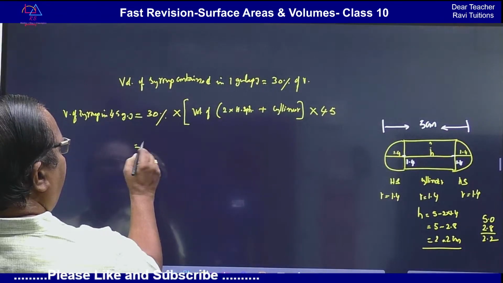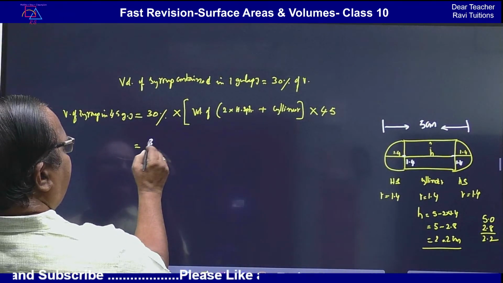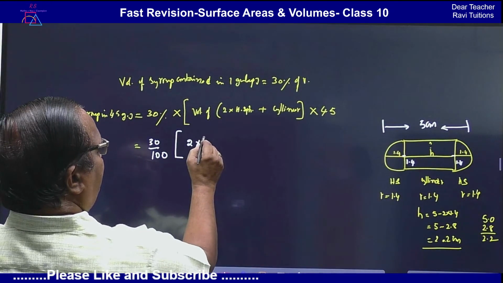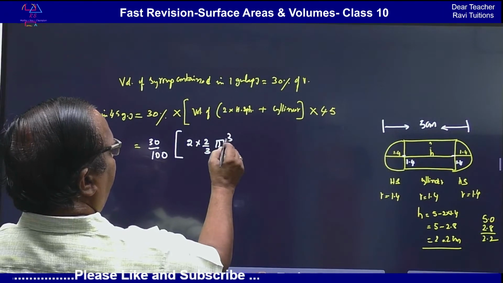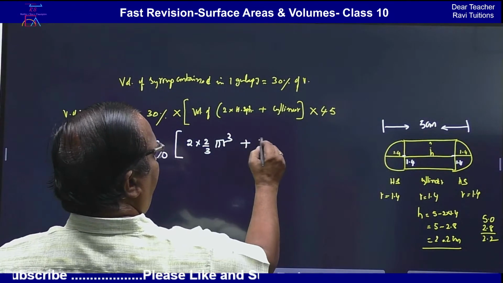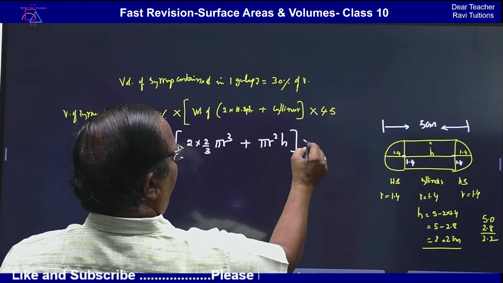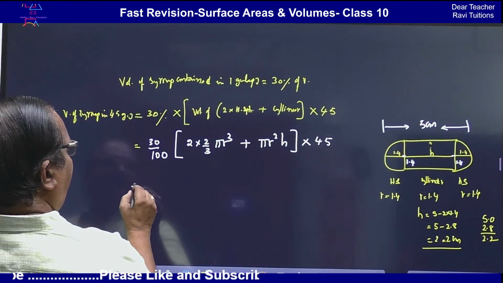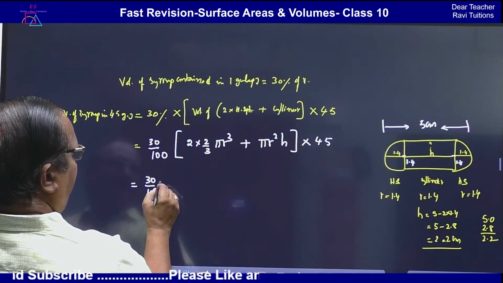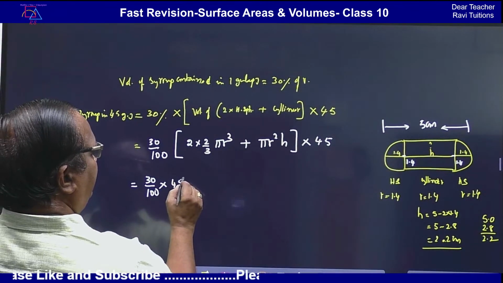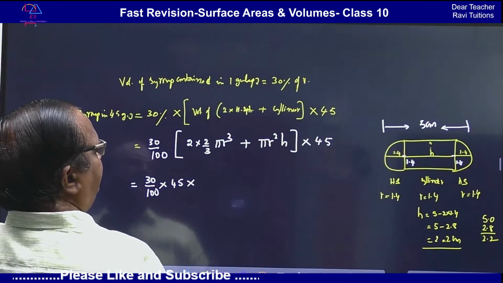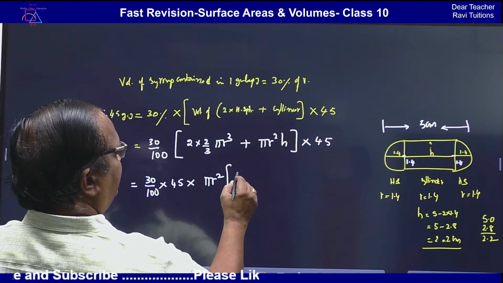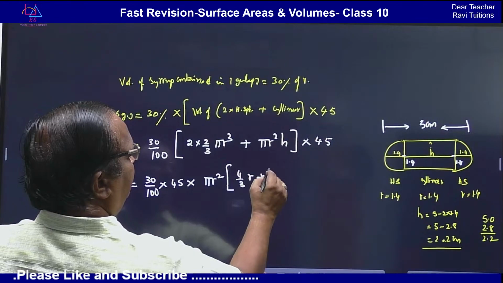Now let me start. 30% means 30 by 100. Okay, two hemispheres, 2 into 2 by 3 pi r cube. Cylinder, pi r square h, into 45. So 4 by 3, what I will do? 30 by 100, I will write that 45 in the beginning. Then inside I will take pi r square common. So then 4 by 3 r plus h.